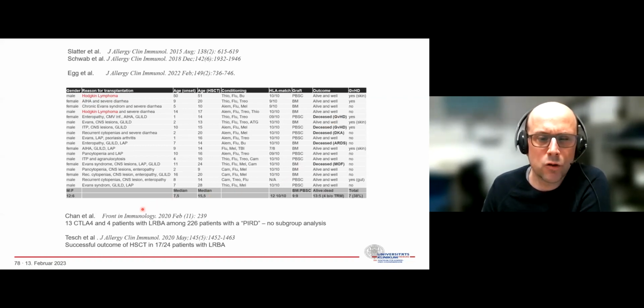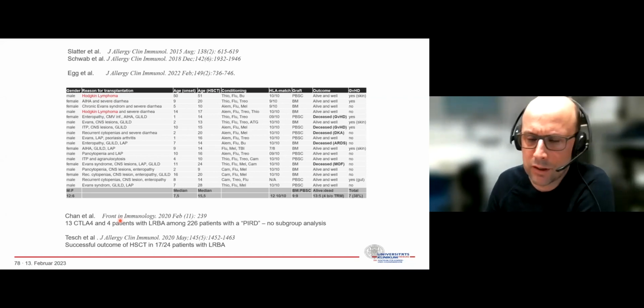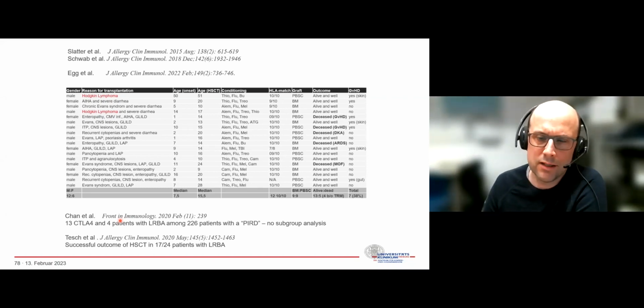One is a cohort paper on 226 transplanted patients with primary immunodeficiency involving various immune dysregulatory inborn errors by Alice Chan, published in 2020. Among these were 13 patients with CTLA4 and 4 patients with LRBA. However, there is no subgroup analysis for these various defects that were included in this work, so I did not include this in the discussion here today.